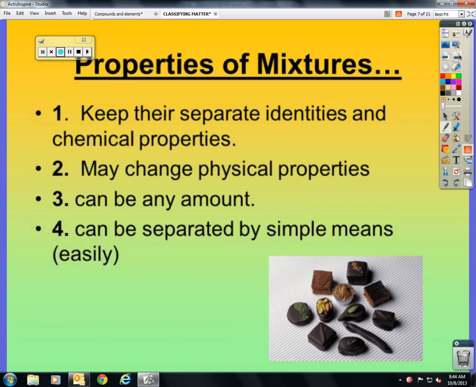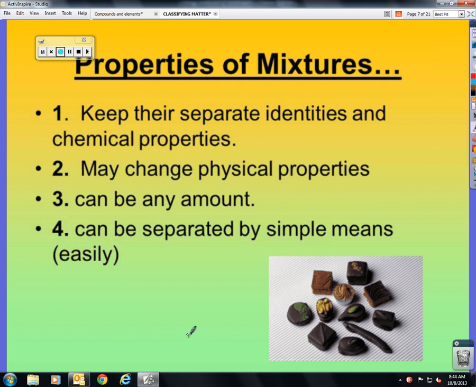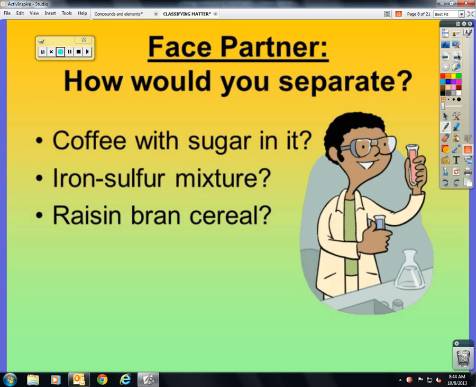Here are 4 properties of mixtures. They keep their separate identities. Salt remains salt, doesn't change. They can change physical properties. That solid piece of salt had dissolved and became liquid salt. It can be any amount, it doesn't have to be specific, and it can be separated by simple means, which means easily. So how do we separate these things?